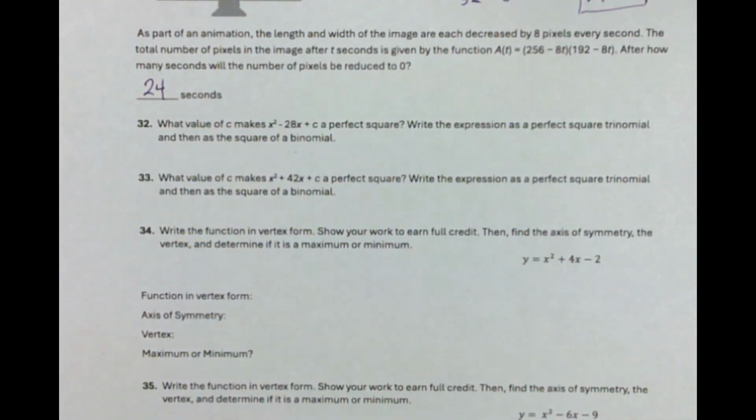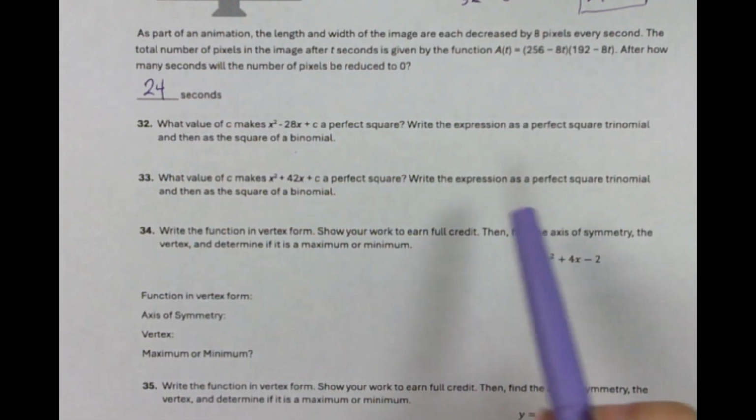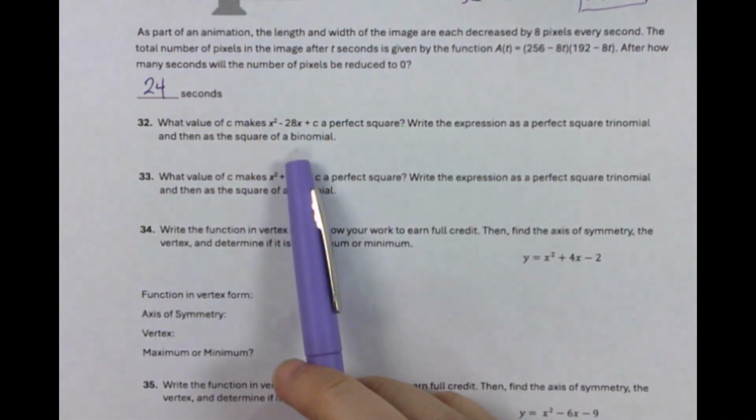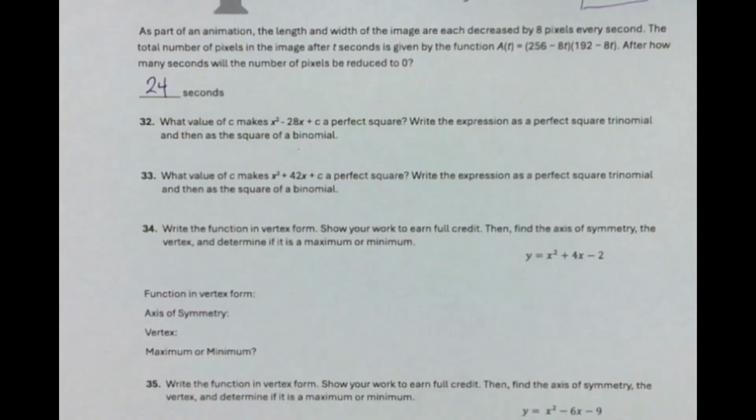Number 32, what value of c makes x squared minus 28x plus c a perfect square? Then write it as a square. This is what they mean by square of a binomial. We're also going to write it as a perfect square trinomial.